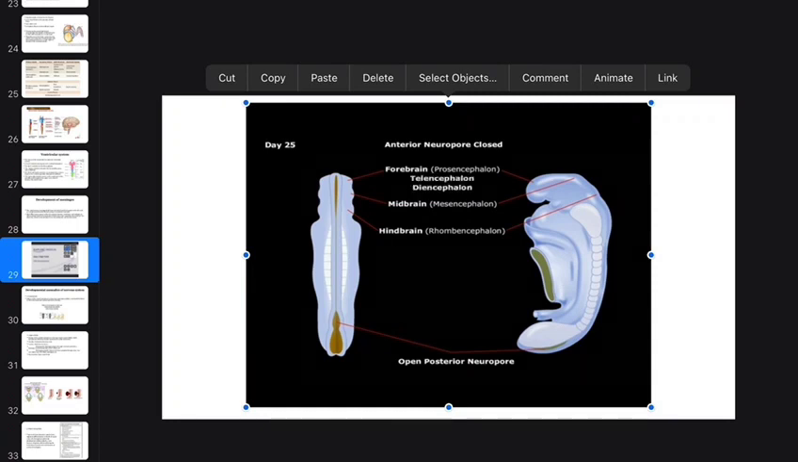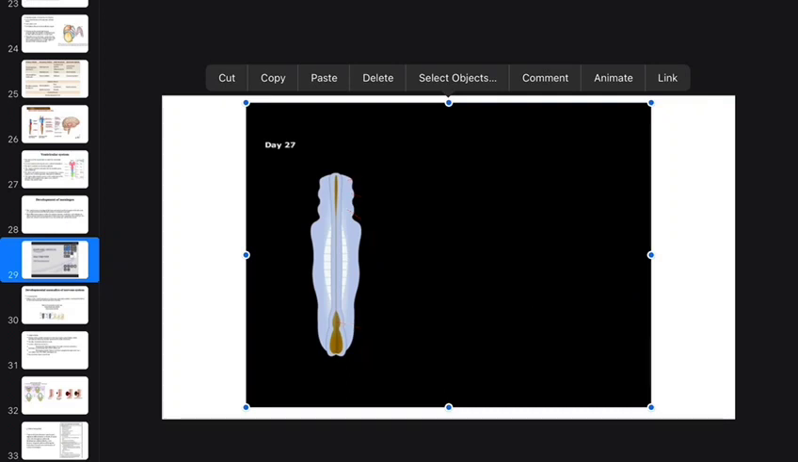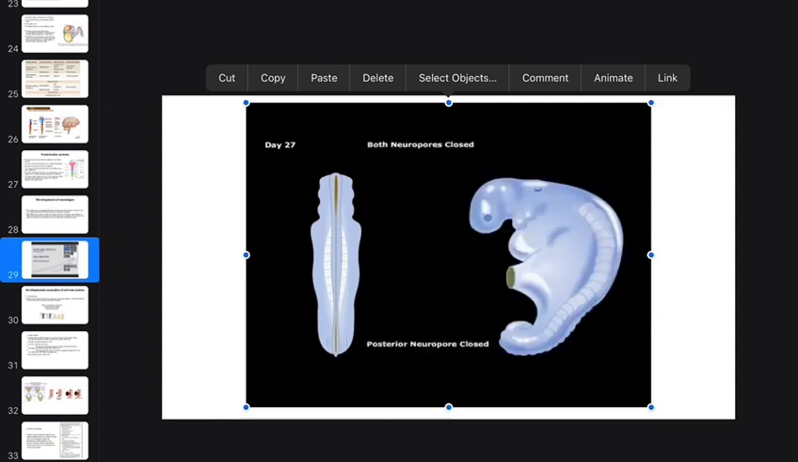The forebrain develops into the telencephalon and diencephalon. The midbrain develops into the mesencephalon. The hindbrain develops into the metencephalon and the myelencephalon. The caudal neural pore then closes on day 27.